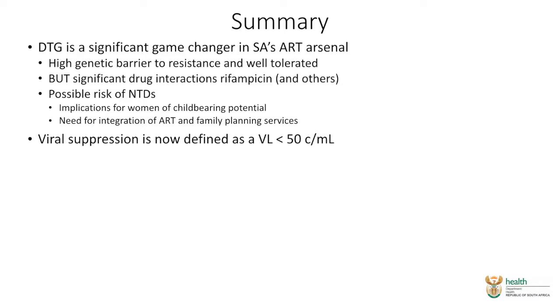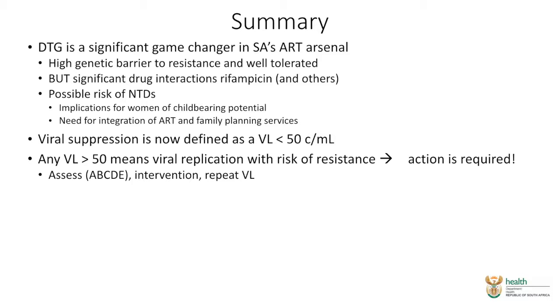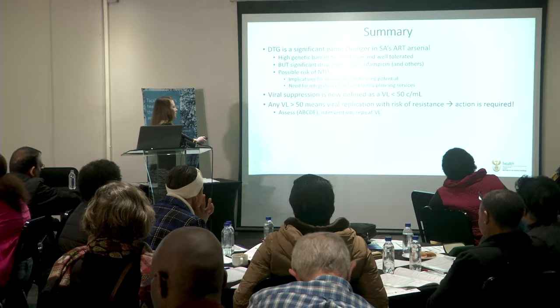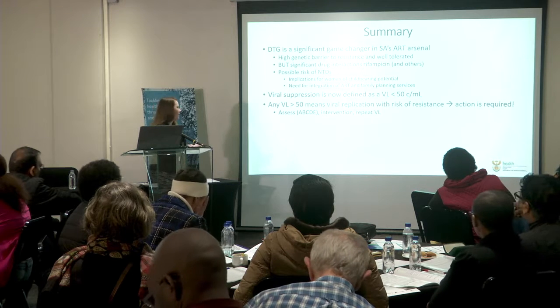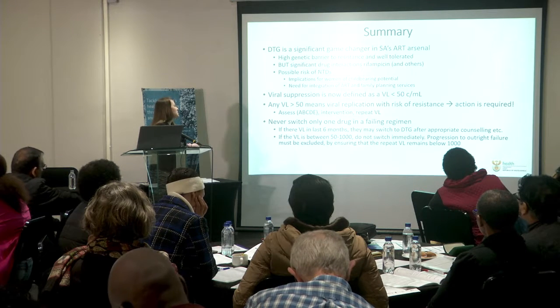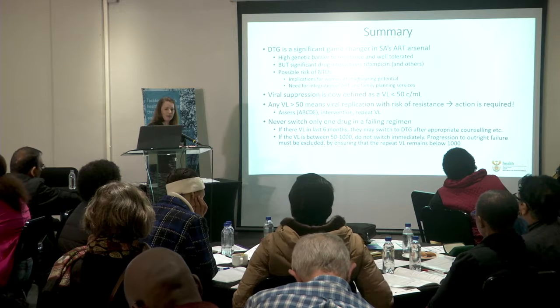Viral load suppression is now defined as viral load less than 50 copies per mil. Any viral load above 50 copies means viral replication with the risk of resistance, so action is required. Medical emergency, A, B, C, D, E. Do your intervention, repeat the viral load. Never switch only one drug in a failing regimen.